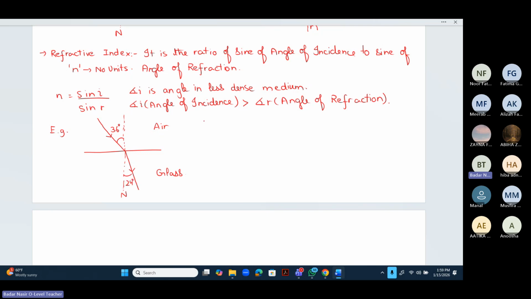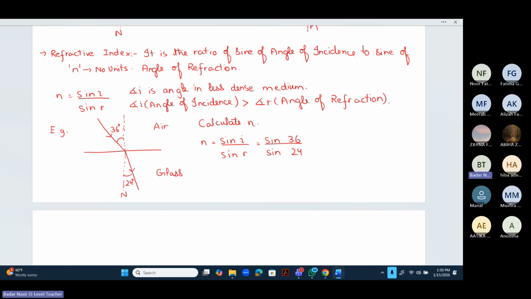So if they ask you to calculate its refractive index, we will simply use the formula n is equal to sin I over sin R. This sin is the same one as the mathematical operation that we use in trigonometry or mathematics. So sin of angle of incidence is 36 and sine 24.